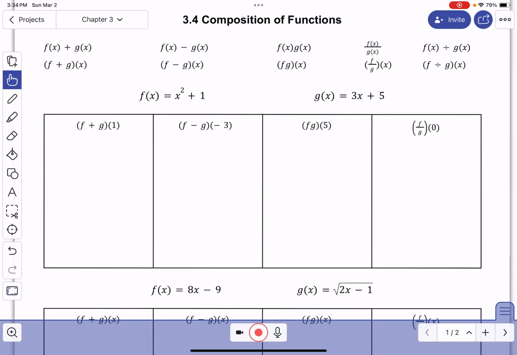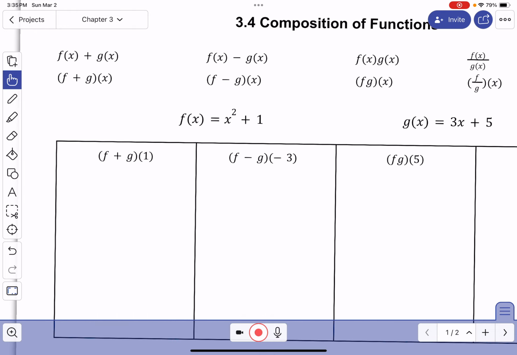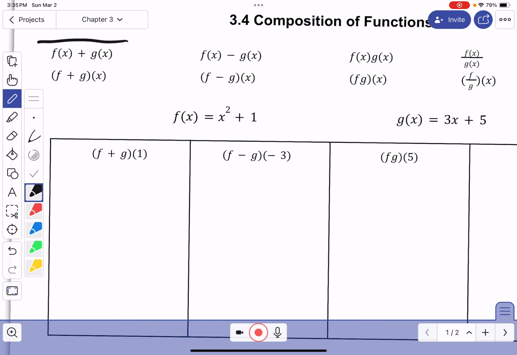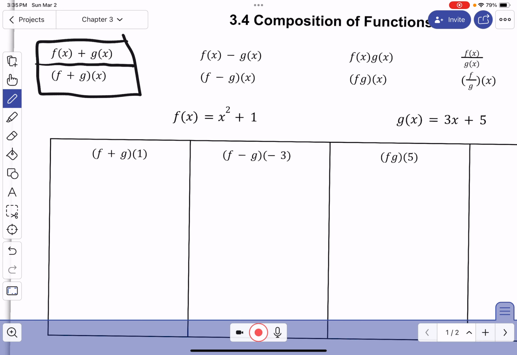Section 3.4 is going to talk about operations and composition of functions. So we're taking that function notation we talked about and putting them together in different ways. One thing you might see is something like f of x plus g of x, or f plus g of x. Those both mean the same thing. They mean take whatever value they give you for x, plug it into each, and then add them together.